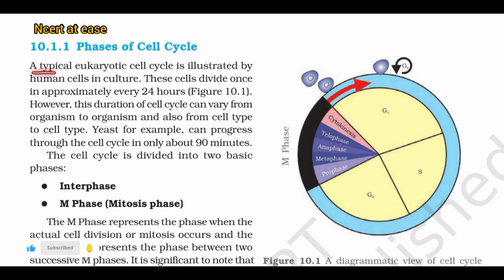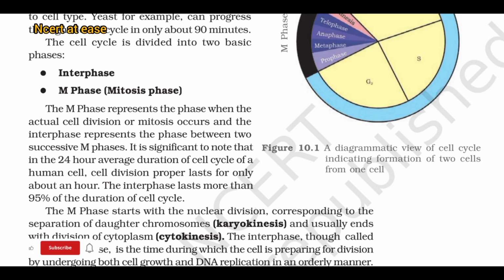Phases of cell cycle. A typical eukaryotic cell is illustrated by human cells in culture. These cells divide once in approximately every 24 hours. However, this duration of a cell cycle can vary from organism to organism and also from cell type to cell type. Yeast, for example, can progress through the cell cycle in only about 90 minutes.